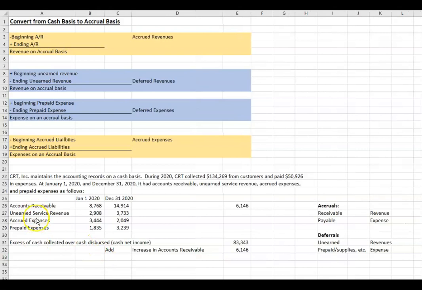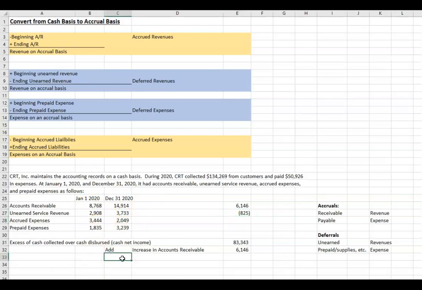Let's look at the next one, unearned service revenue. Unearned is a deferred revenue. We can see it right here, deferred revenue. And so we're going to go by this rule. It says plus beginning unearned minus ending unearned. So we're going to put that in: plus beginning minus ending. And the number that we get is negative 825.